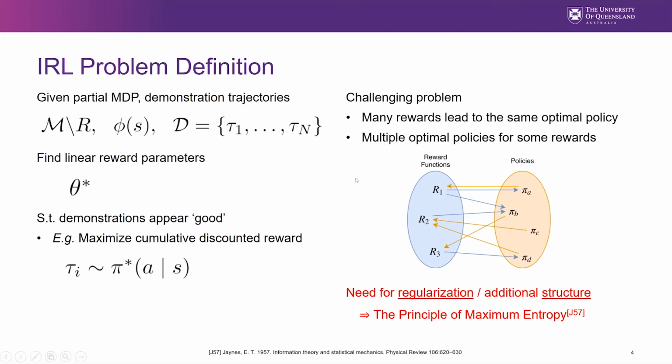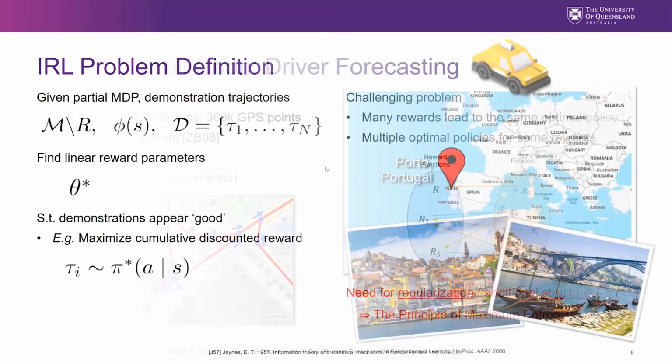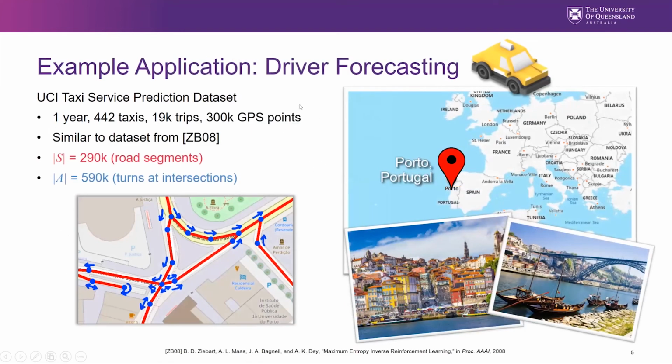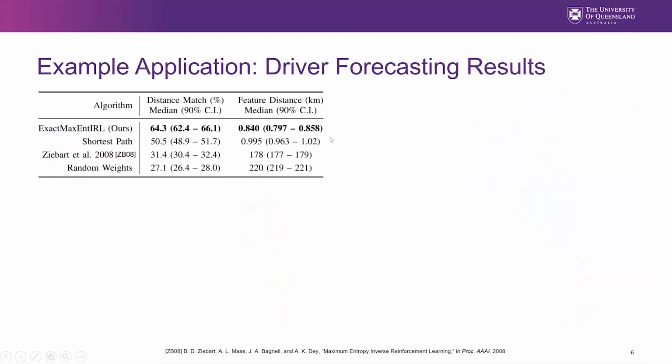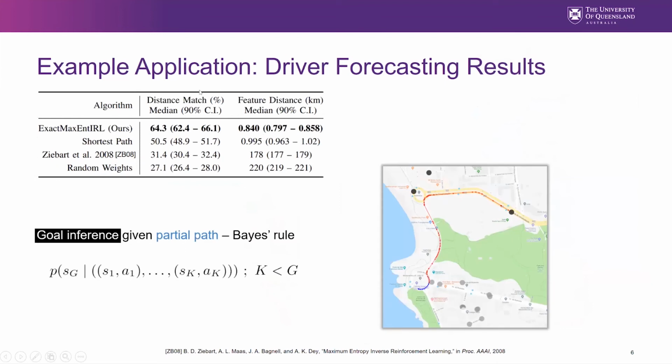The application that I look at in my work is driver forecasting. This is a data set available online. It's a year's worth of taxi data from Porto in Portugal. We can take this data, discretize the road network, and then learn a model that describes the preferences of taxi drivers or their customers. I won't go into the results in detail, but our model works well. We improve over some previous algorithms. And I wanted to show just one cool demo of what you can do with these sorts of models.